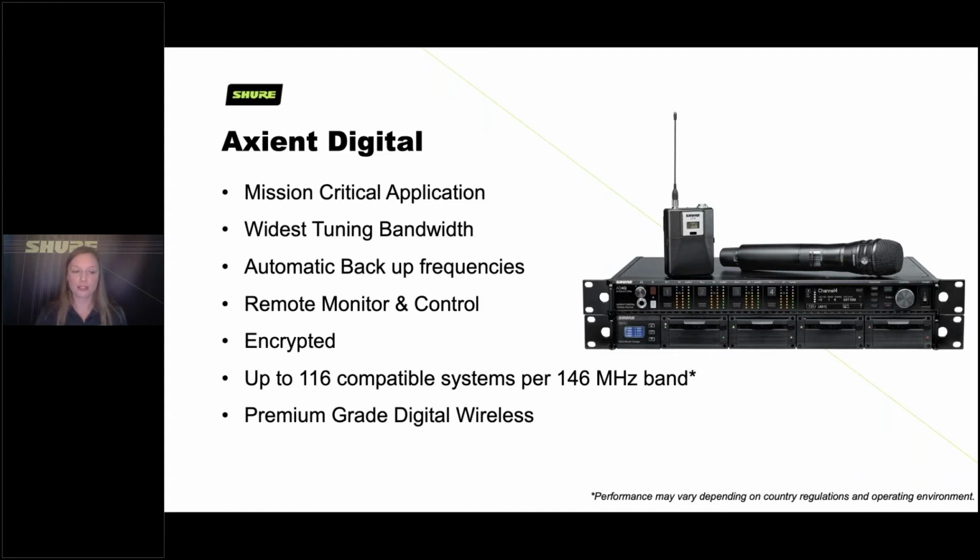One last thing here, this is a premium grade digital wireless system. So this is where you simply cannot afford a wireless failure because of interference. This is currently coming in around $2,300 per channel with a body pack transmitter.